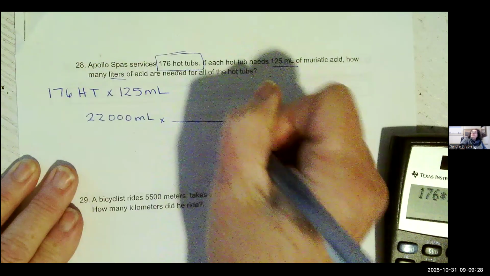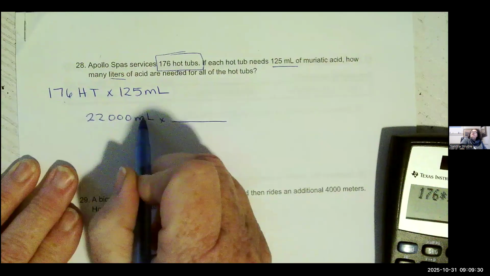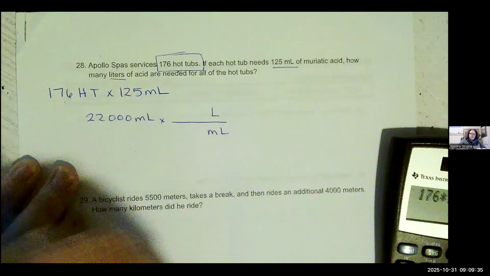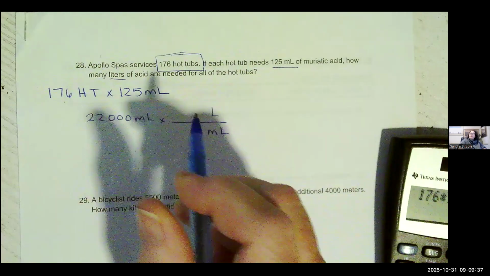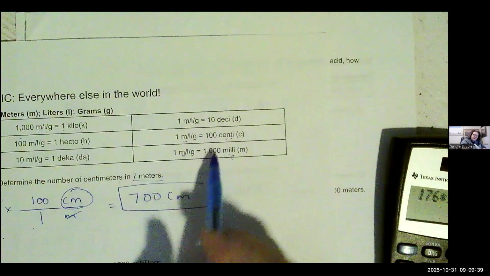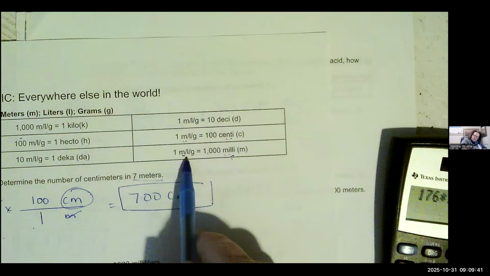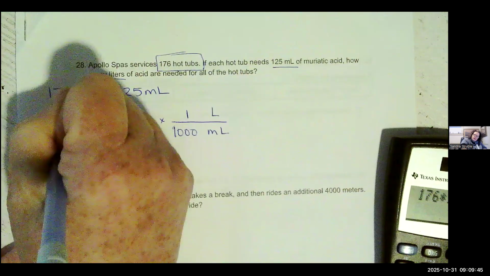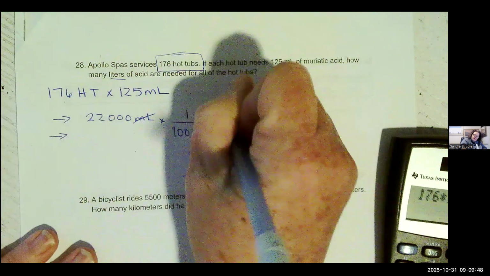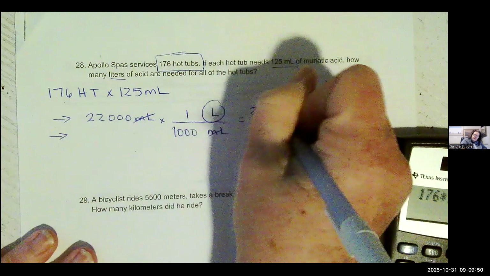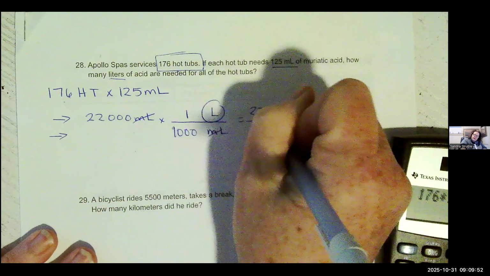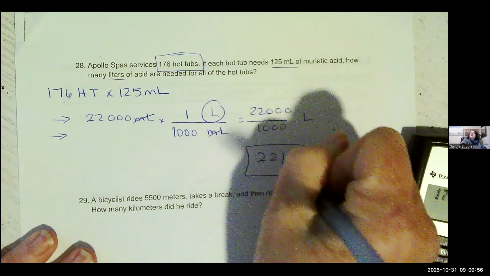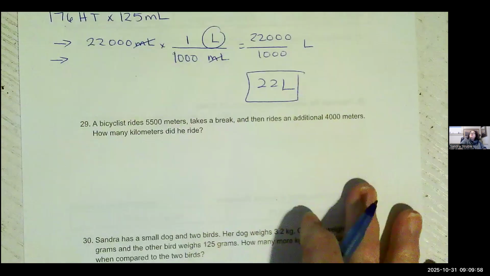But we don't want milliliters, we want liters. And since liters is our base unit, we can get directly there. There are 1,000 milliliters in 1 liter. Multiplying straight across, my milliliters are gone. I'm left with liters. It's 22,000 divided by 1,000, and this is liters. So it's 22 liters are needed for all 176 hot tubs.